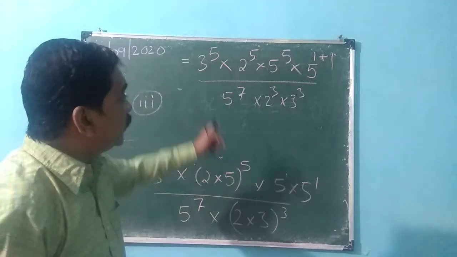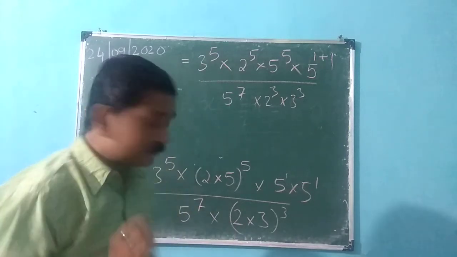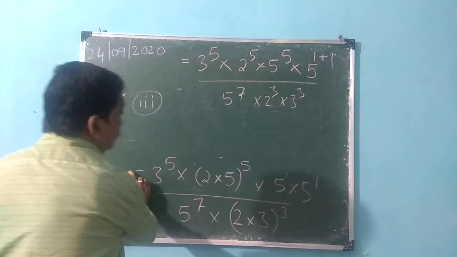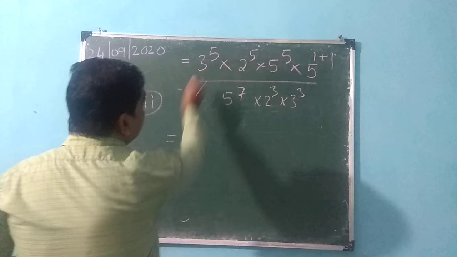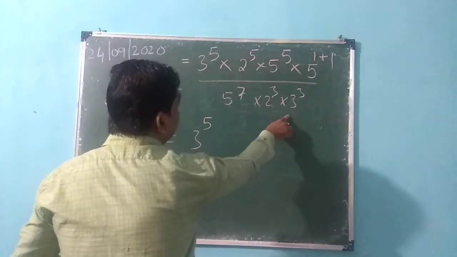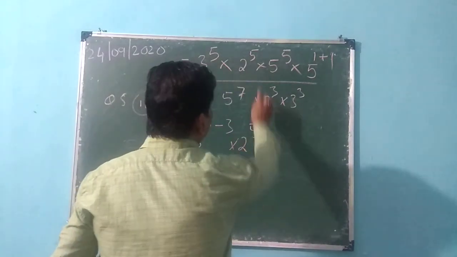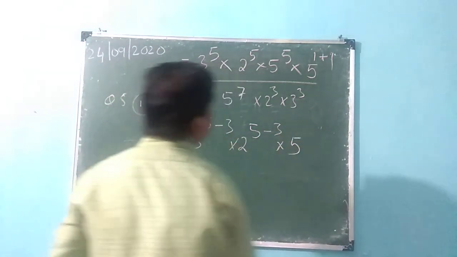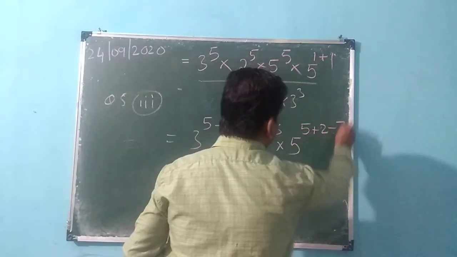Now we cannot do further changes in the base. We have reduced to the lowest term. After this, 3 raised to 5, and here 3 it will be subtract. Again 2 raised to 5, here 2 raised to 3, minus 3. Again 5 raised to 5 plus 2 minus 7.